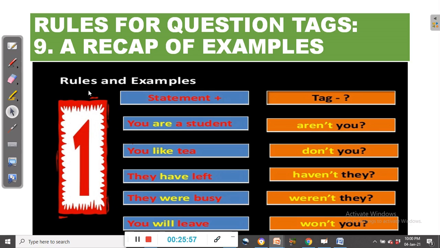Then let's look at a recap of some of the examples that we have used. For instance, where you have a statement and you have a tag. You are a student. This is positive. Aren't you? Negative. And like I mentioned earlier, if you have to provide a response, then what follows this negative tag will essentially be a positive response. You are a student, aren't you?